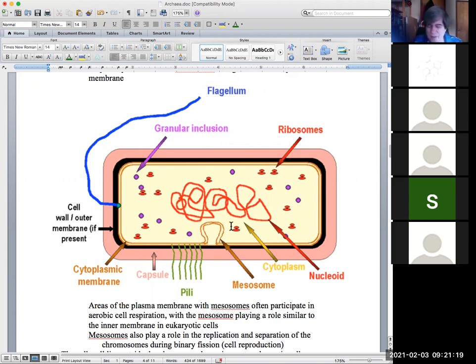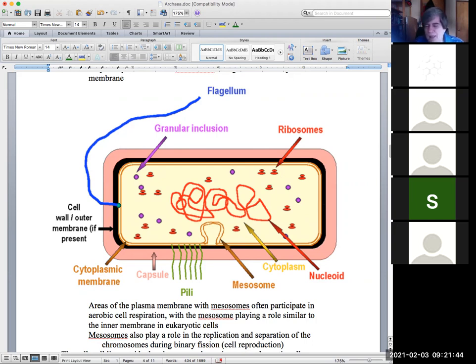So if they carry out aerobic cell respiration, or if they carry out photosynthesis, there are some bacteria that are photosynthetic, this is where that occurs, in these mesosomes. Not all bacteria cells have it, and they don't have to have a mesosome to carry out aerobic cell respiration, but it definitely helps.